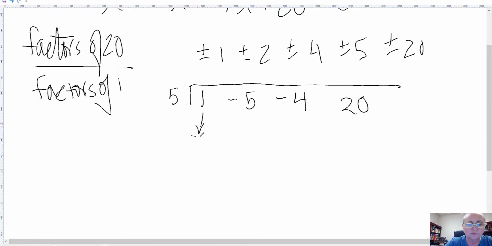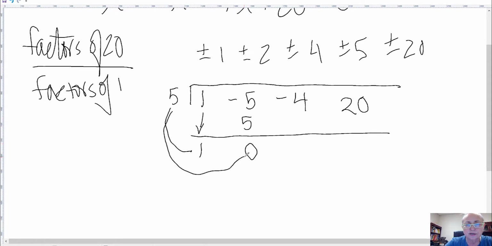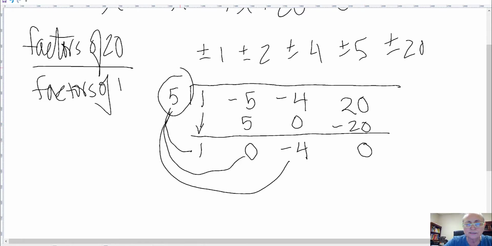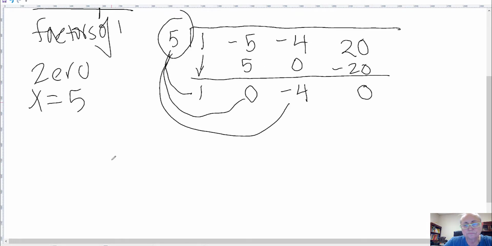You drop the first number, 1, and then you multiply. 5 times 1 is 5. Add, we get 0. 5 times 0 is 0. Add, we get negative 4. 5 times negative 4 is negative 20. Add, we get 0. That means x equals 5 is a 0, and that means it's also an x-intercept, because if the point's going to be 5, when you put in 5, you get a 0.